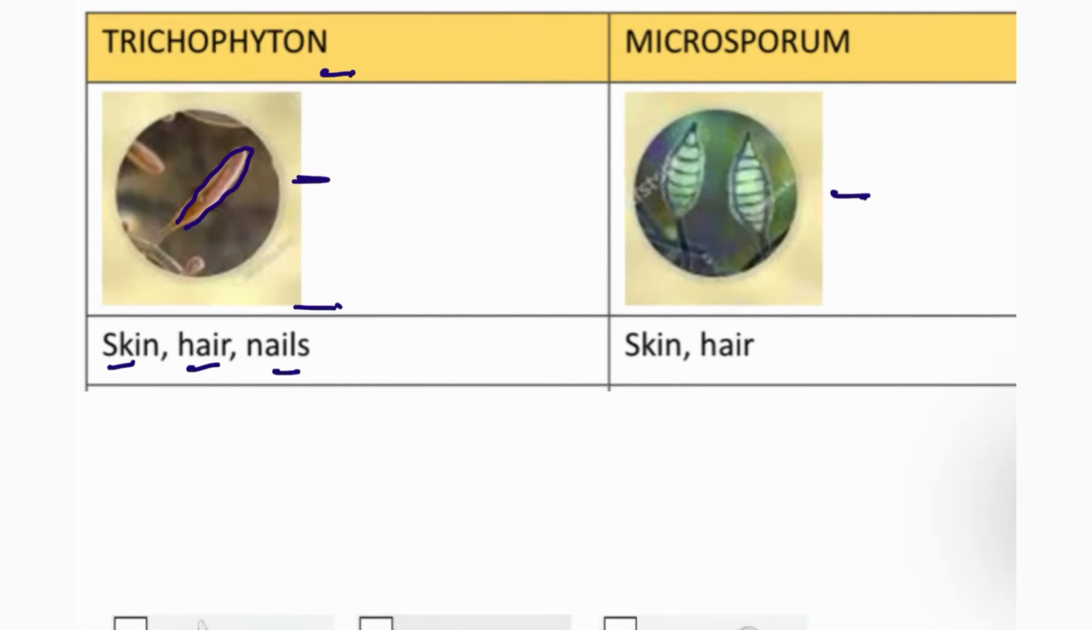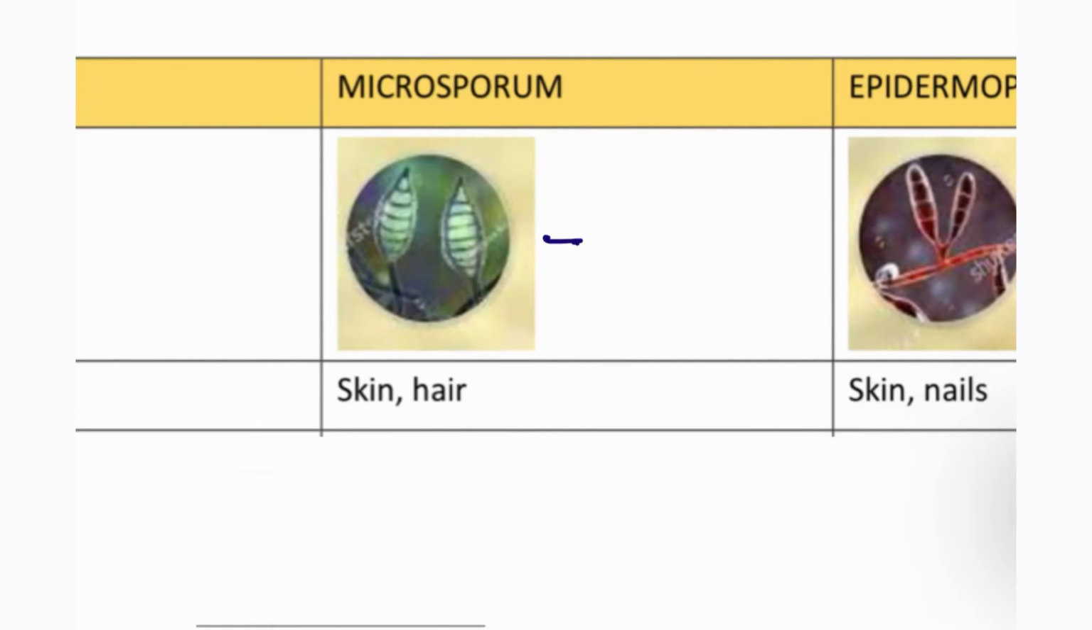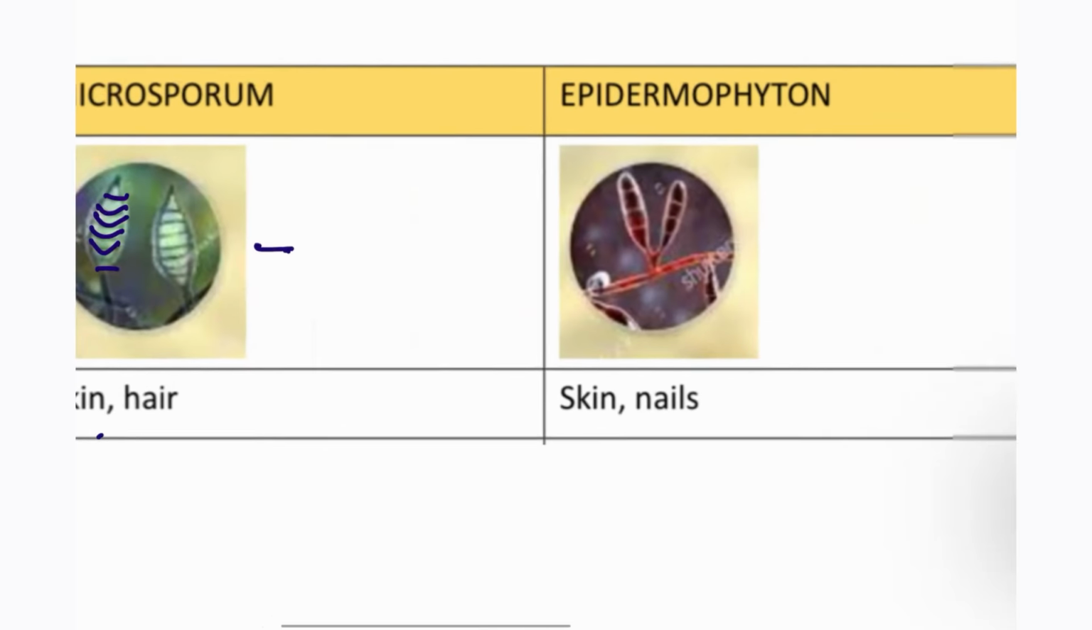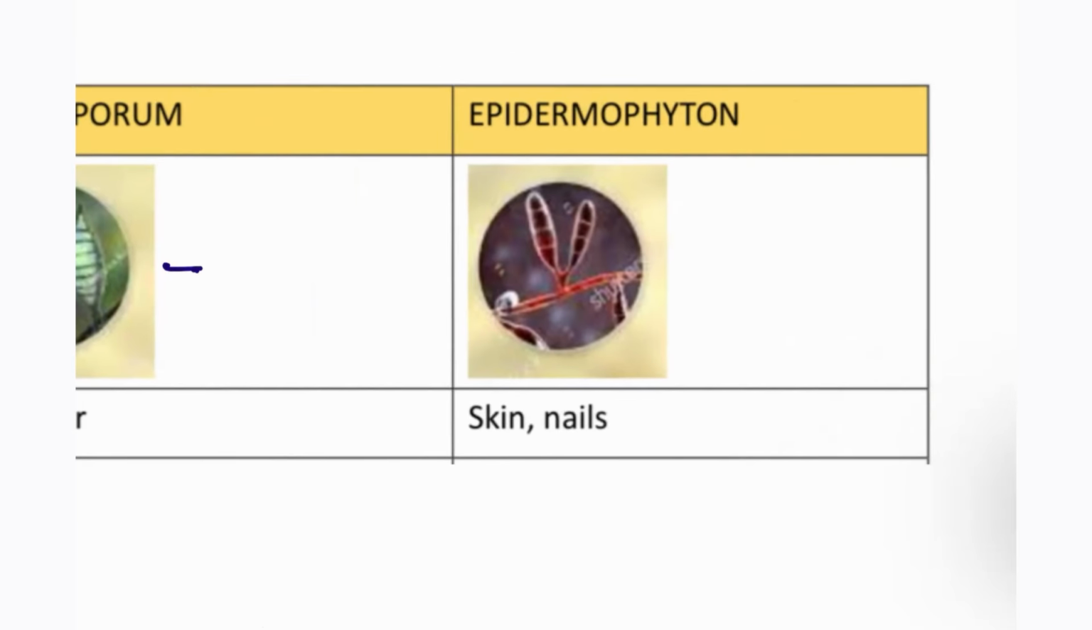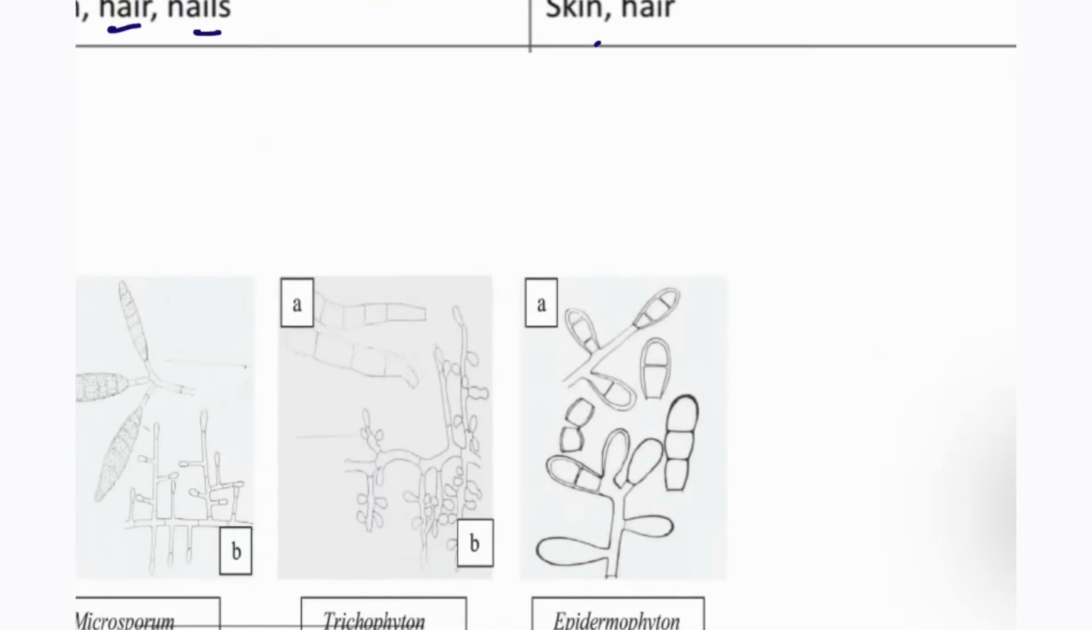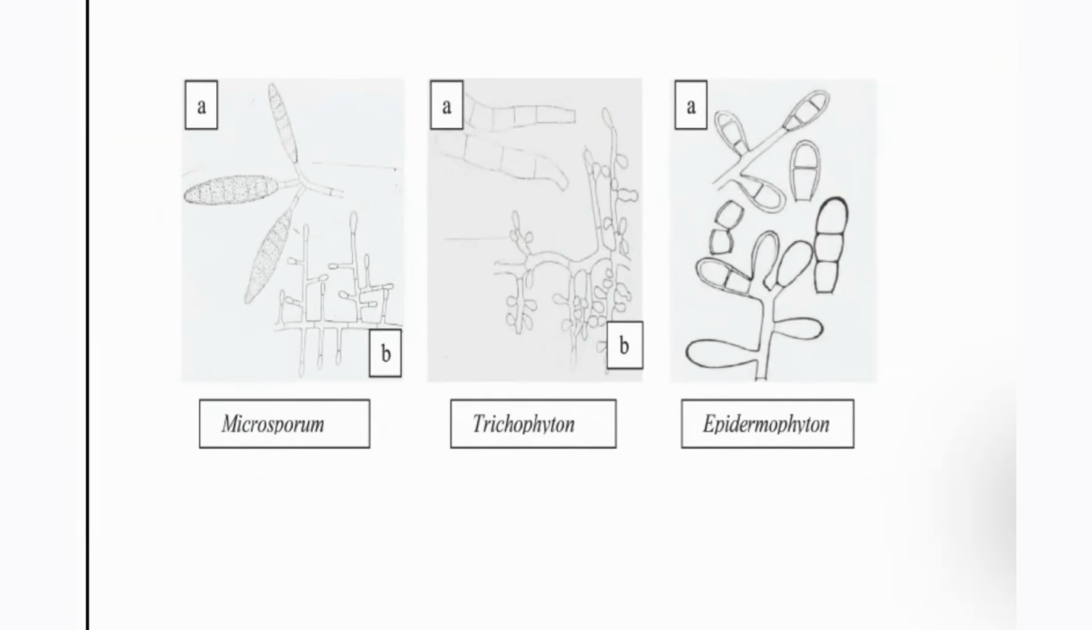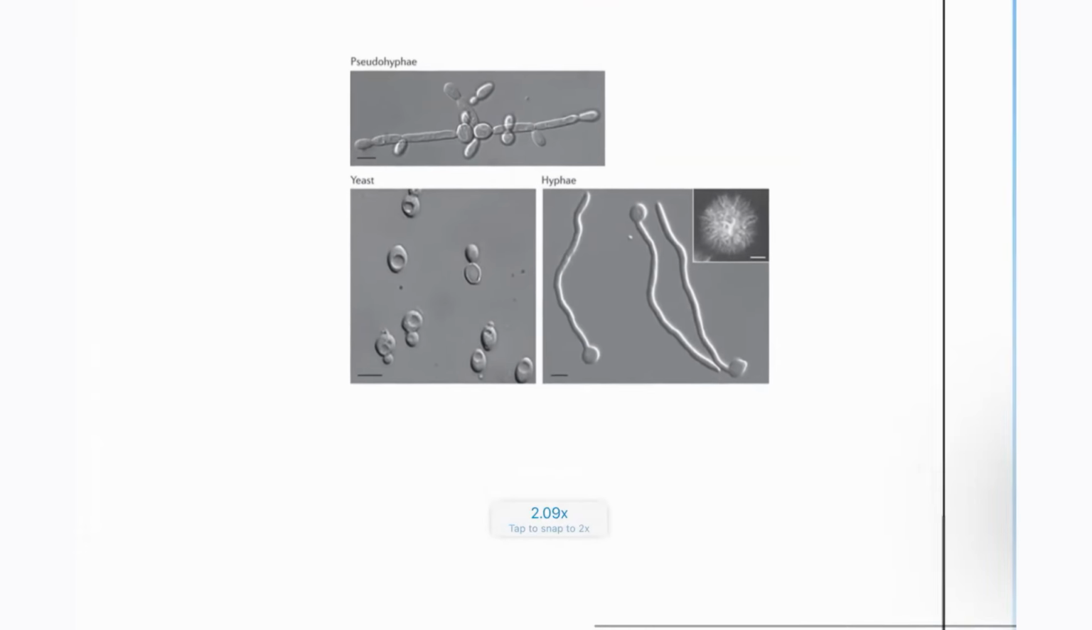Next, coming to Microsporum. In the conidia, you are going to see a conidial structure that looks like a boat-like structure. Skin and hair will be involved. Next, clusters kind of Epidermophyton, with skin and nails involved. Again, in another picture here you can see this is Microsporum, this is Trichophyton, and this is Epidermophyton.